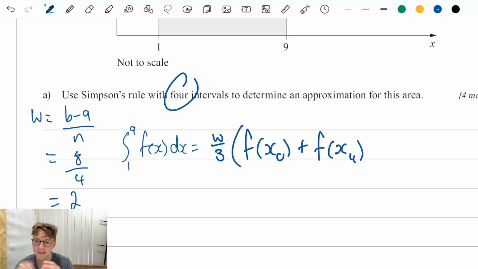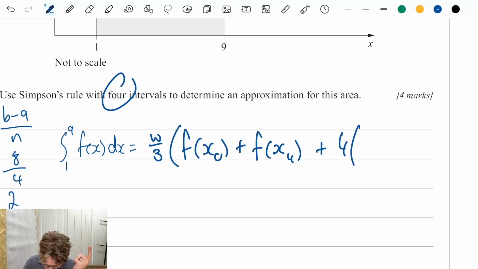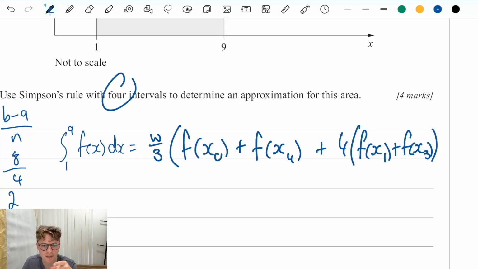If you change it, same answer. So I do first plus last, plus I do 4 times my evens. That's 4 outside of f of x. Well, I guess we got x1 plus f of x3. Sorry, 4 times odds, 2 times evens, right? 4 times odds, 2 times evens, so I got my odds. Then I'm going to do my evens.